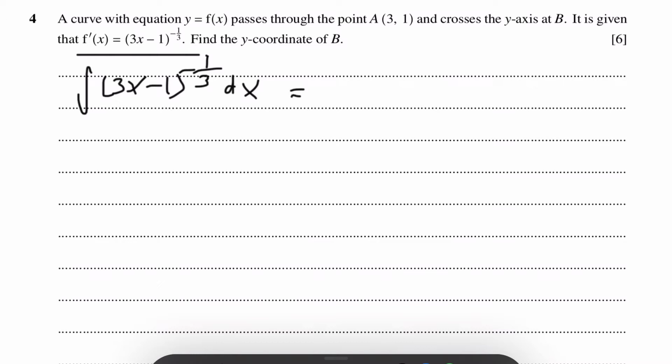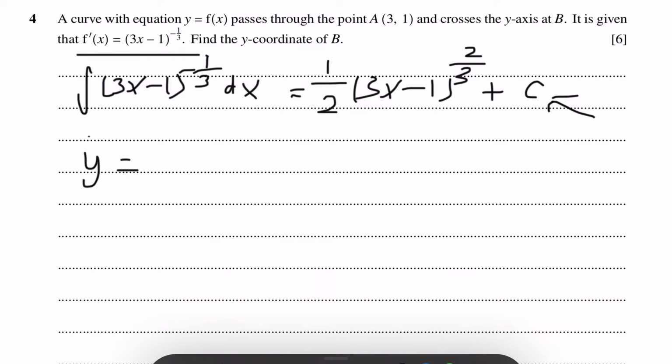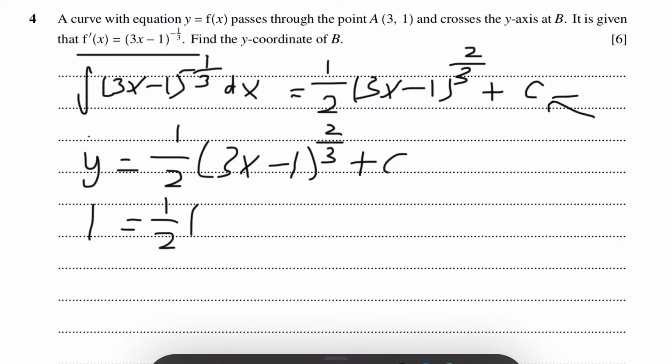dx, which is equal to 1/2 (3x minus 1)^(2/3) plus c. Now you will find the c using the point A. We'll write the equation with the y component. So y is equal to 1/2 (3x minus 1)^(2/3) plus c. Now we will substitute y with 1 and x with 3, and you will get 1 is equal to 1/2 (3 multiplied by 3 minus 1)^(2/3) plus c. And this will give you c equals -1.